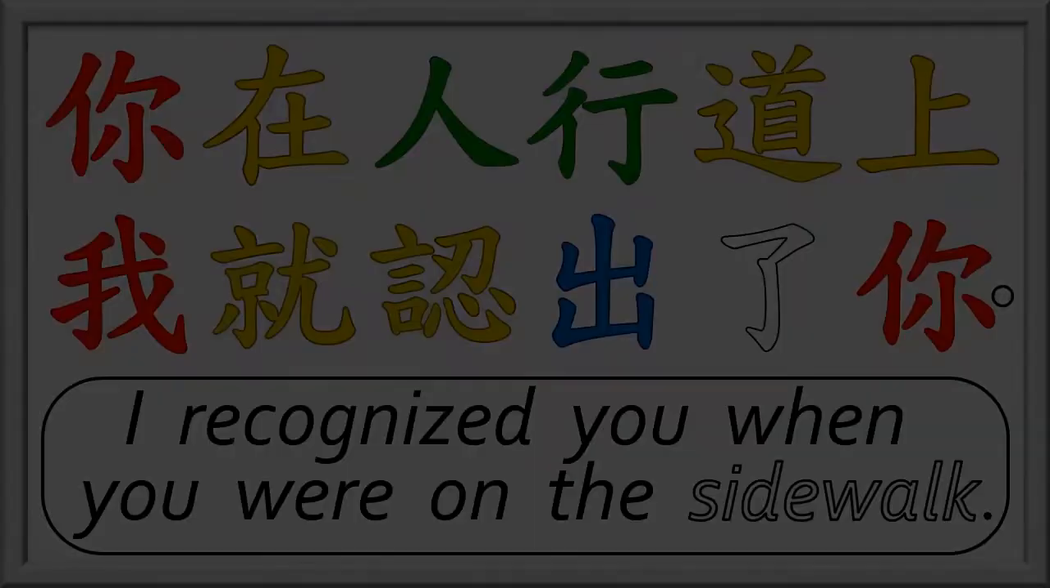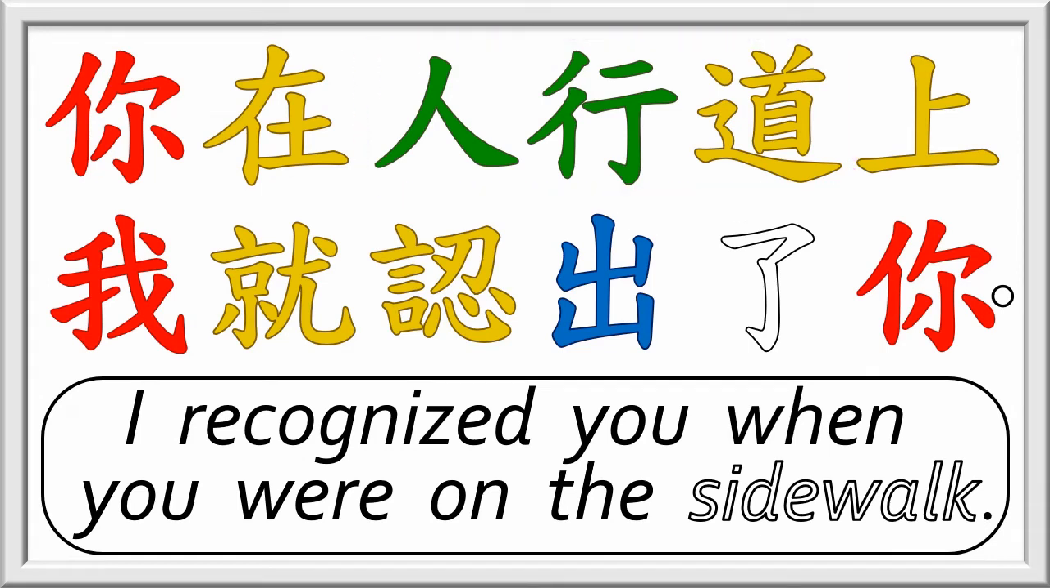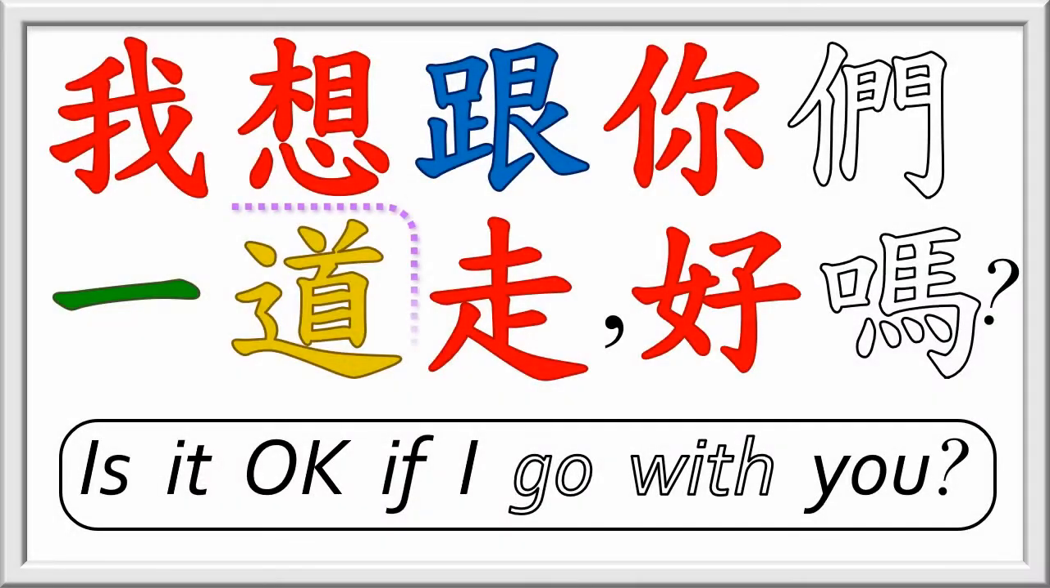A sidewalk for pedestrians is 人行道。你在人行道上，我就认出了你。I recognized you when you were on the sidewalk. The phrase 一道 means together, literally one way, the same way. 我想跟你们一道走，好吗？ Is it all right if I go with you?